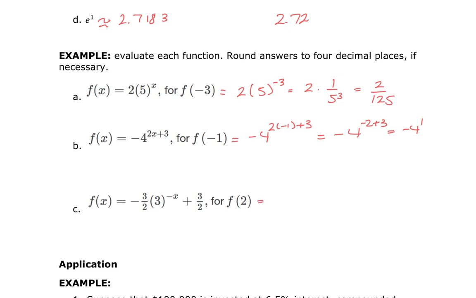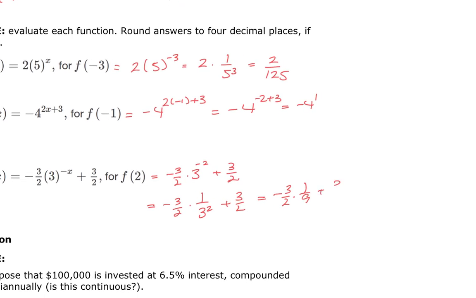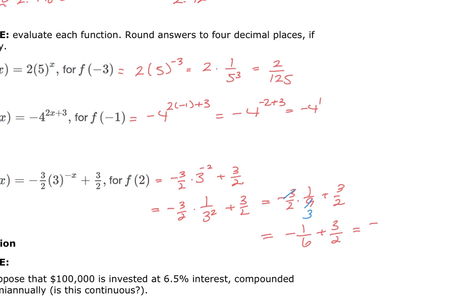f of 2 is negative 3 over 2 multiplied by 3 raised to the negative 2, plus 3 over 2. This is negative 3 over 2 multiplied by 1 over 3 squared, plus 3 over 2. This becomes negative 3 over 2 multiplied by 1 over 9, plus 3 over 2. This reduces so I really have negative 1/6 plus 3 over 2. Common denominator here is 12, so negative 1/6.